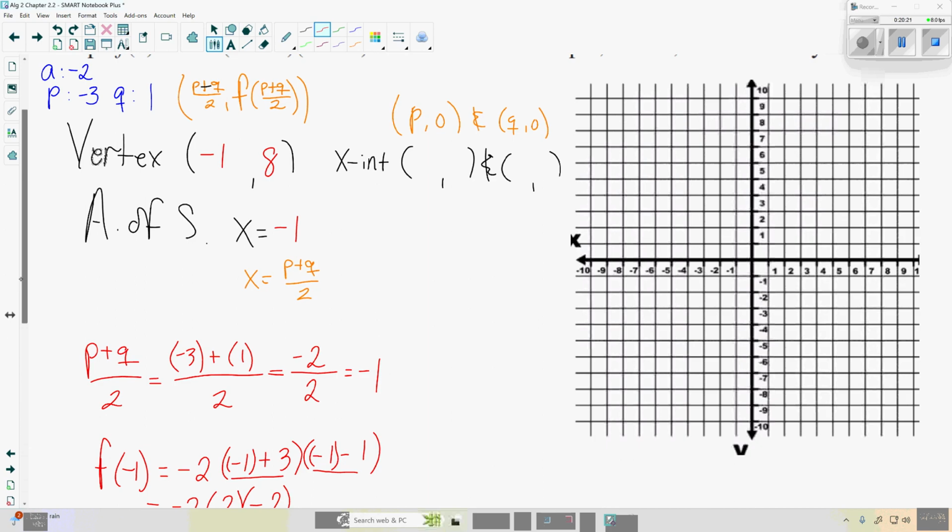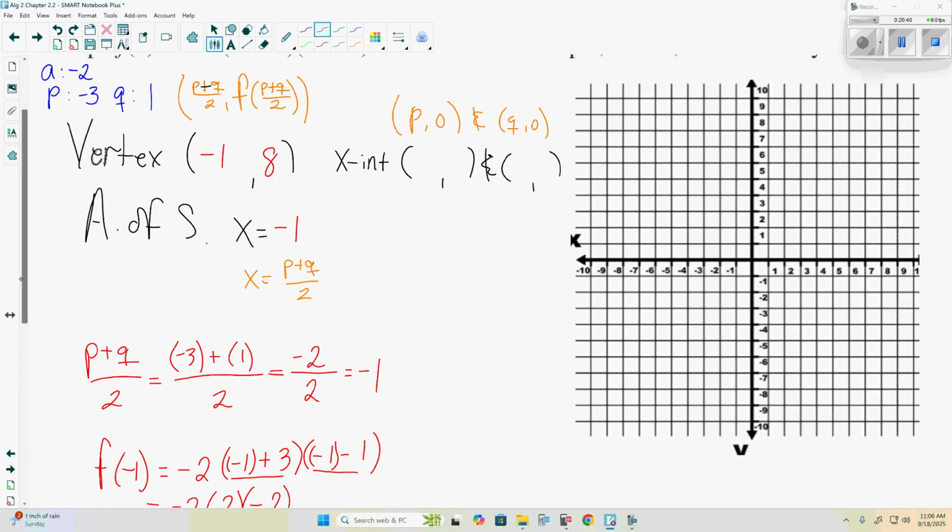Questions on how we found the vertex or axis of symmetry? Have we found everything we needed? Now we need to find the x-intercepts, yes? Really, we could have started there and found them first. Because our x-intercepts are the points, what? (P, 0) and (Q, 0), yes?